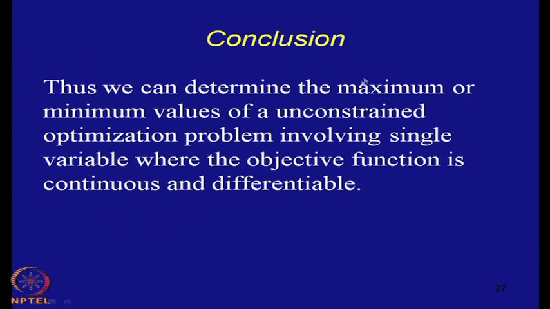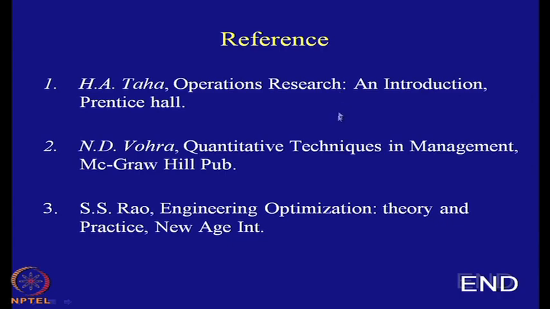We are concluding today's lecture with the conclusion that we are determining the maximum and minimum points of an unconstrained optimization problem using a classical optimization technique, which involves a single variable where the objective function is continuous and differentiable, and we only dealt with the necessary and sufficient conditions for this. This is the reference for us.